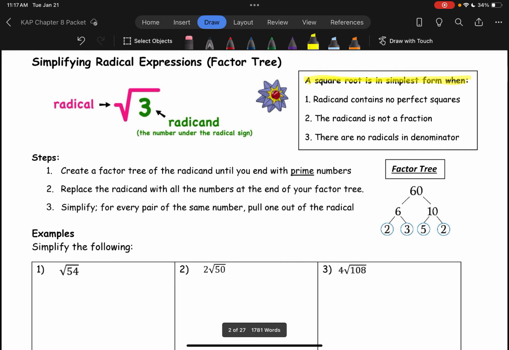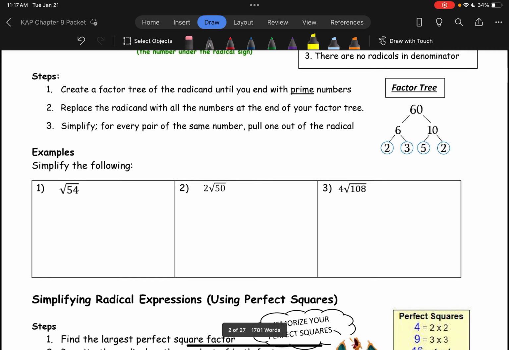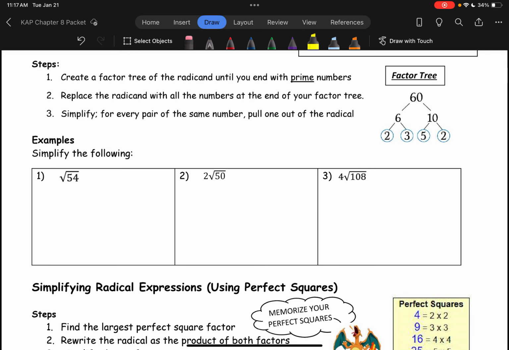So let's just dive in and review how we simplify these radicals, these square roots. One of the methods that we've looked at this year was creating a factor tree. To create a factor tree, you break down the number into a product of two numbers. So just break it down. What two numbers multiply to give us 60, for example, here. And then you keep breaking down these branches until you end up with prime numbers. After you get those prime numbers, I like to circle them, and then you replace the number in the square root with those prime numbers. This will make sense as we look at some examples here down below.